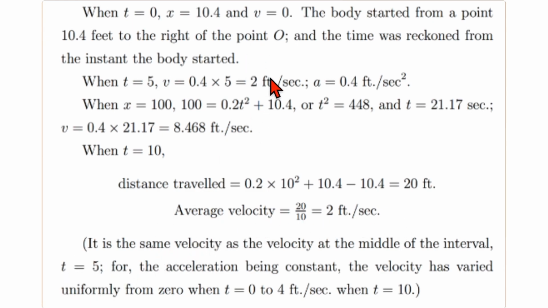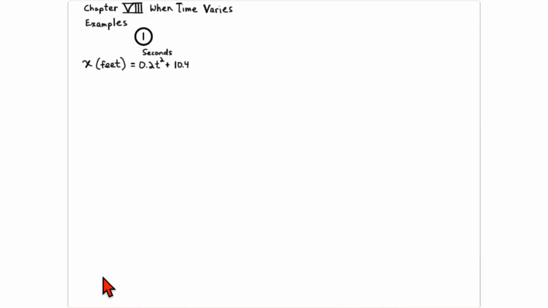So all of this is getting to the average velocity. This right here is the 100 feet, the calculation of the time it takes to travel 100 feet and the instantaneous velocity at 100 feet. Time at 10 seconds, figure out the average velocity, and compare that to the instantaneous velocity at 5 seconds. So I'm going to go through some background information right now on what we're supposed to do.